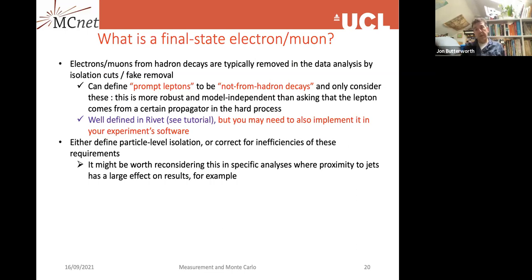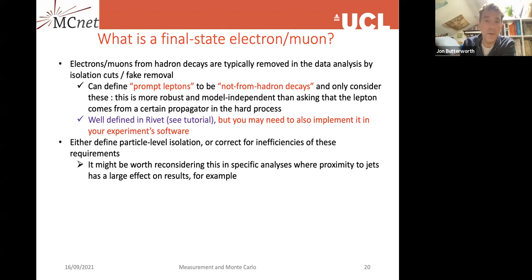So looking at what's stable and unstable, at some level you could say anything I treat as stable is a final state particle, but there are a few more issues one has to consider, and I'll just go through a few of those now. So you might think that the simplest of all of those was the electron and the muon, but there are some issues to discuss.